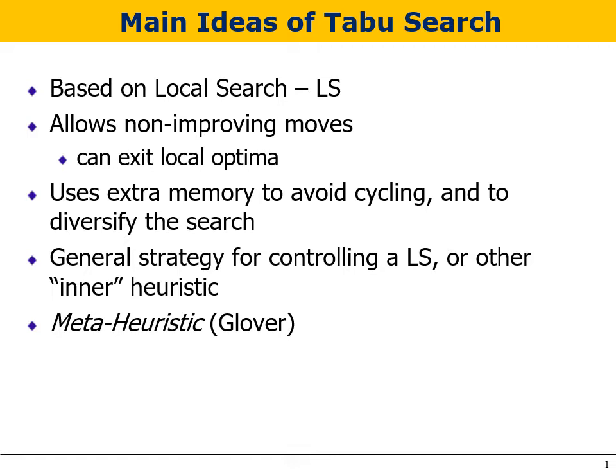One of the distinctive features of Tabu search is it uses memory. So this is very important for Tabu search. Memory. Whenever we talk about Tabu search, you need to remember memory. It uses memory to avoid cycling. We mentioned cycling in the previous lecture, if you remember.